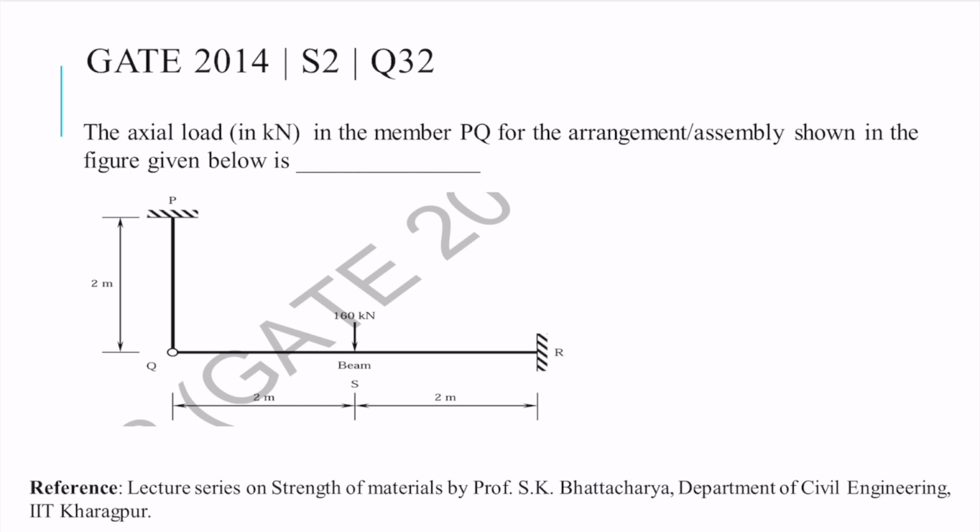Hello everyone, so today I'll be discussing question number 32 of GATE 2014 set 2. The axial load in kilonewton in member PQ for the assembly shown in the figure below is. So we need to find the value of axial force in this member PQ. It's a 2-mark question of fill in the blank type.